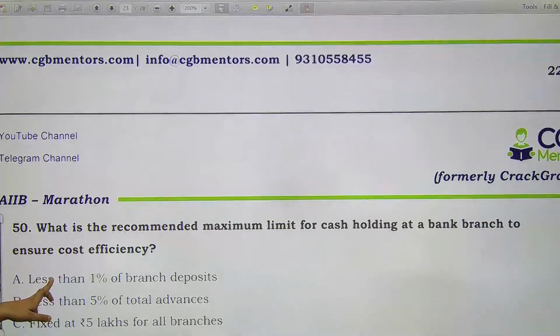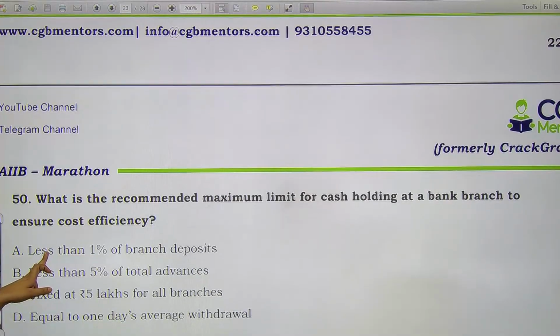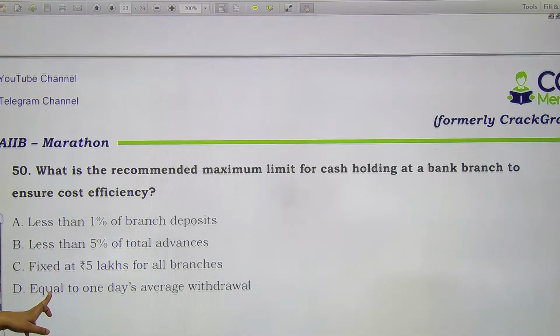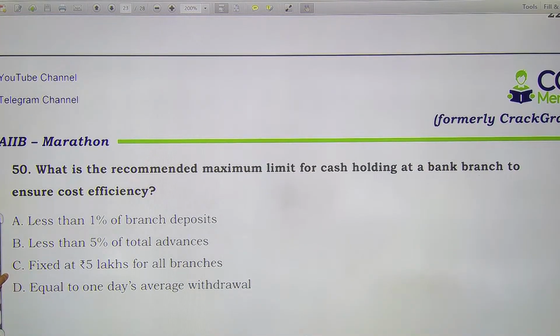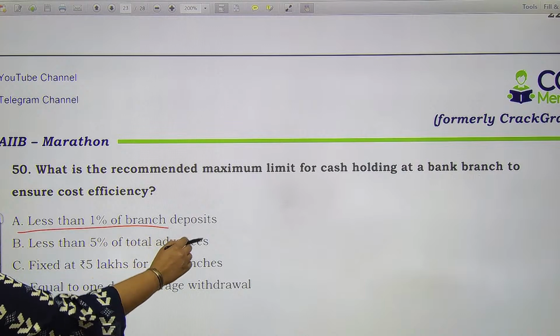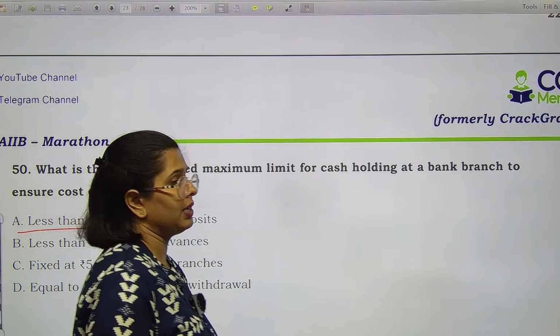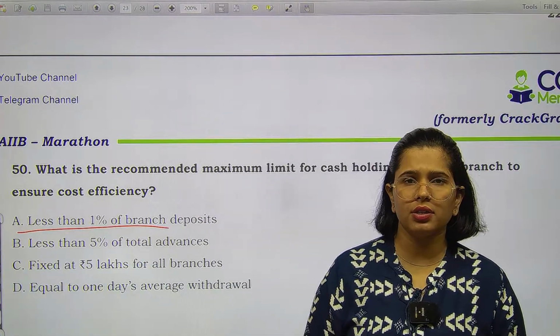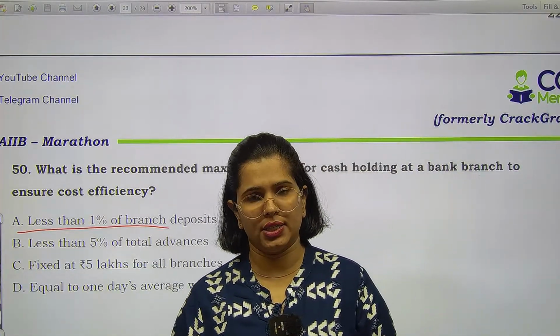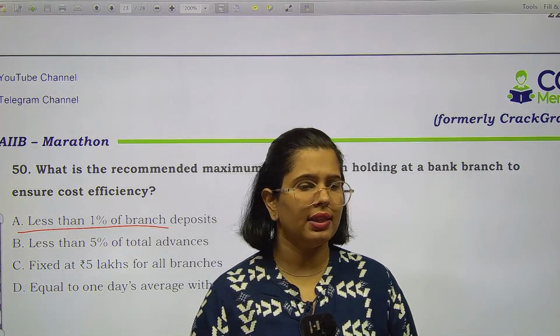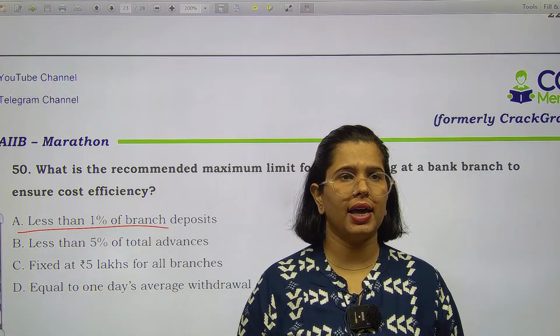And what is the recommended maximum limit for cash holding at a bank branch to ensure cost efficiency? So it is recommended that less than 1% of the branch deposits should be the maximum cash holding by the branch, because beyond this you will become inefficient, and that is why you should do like this.